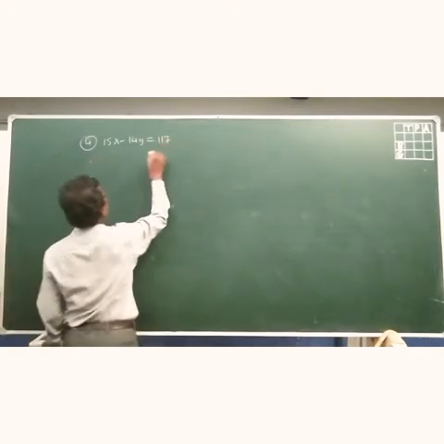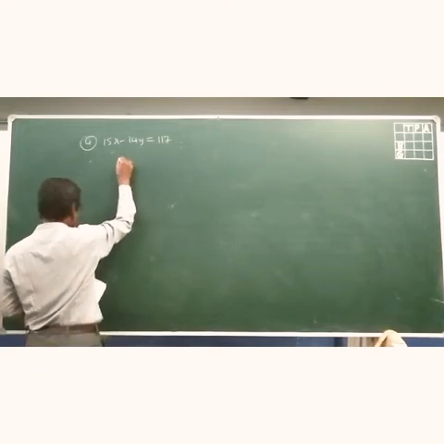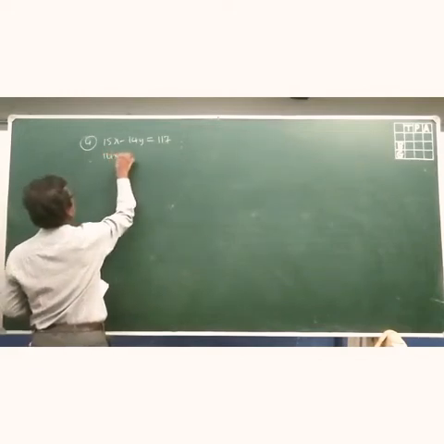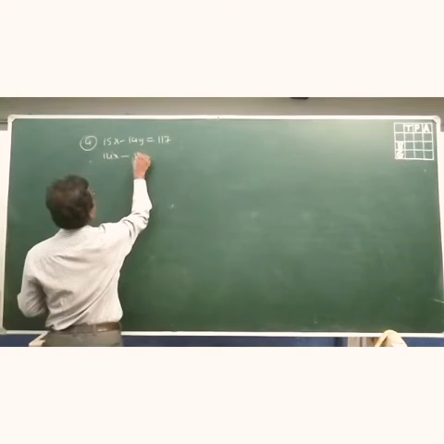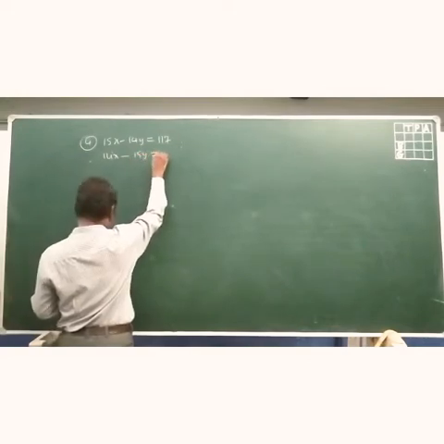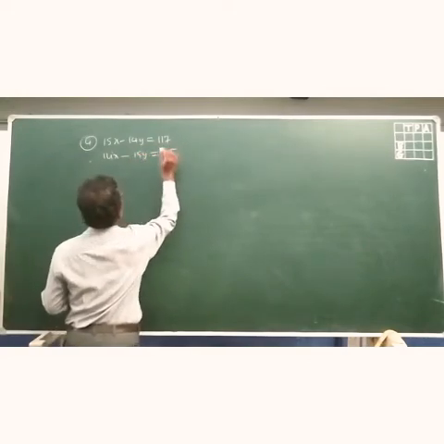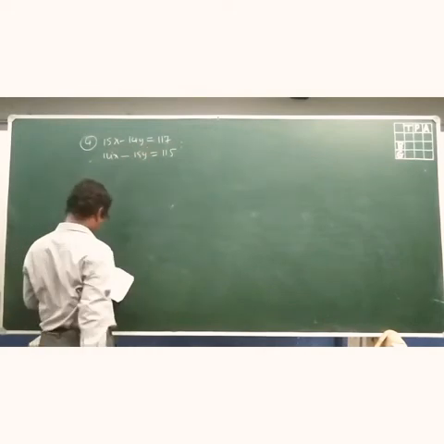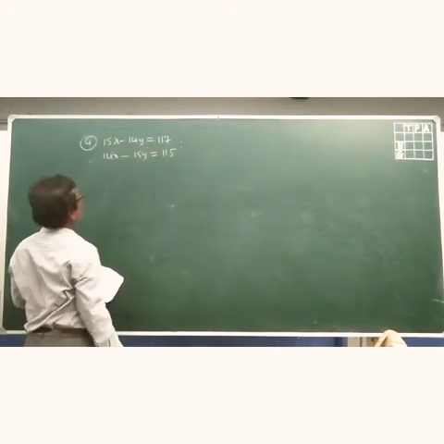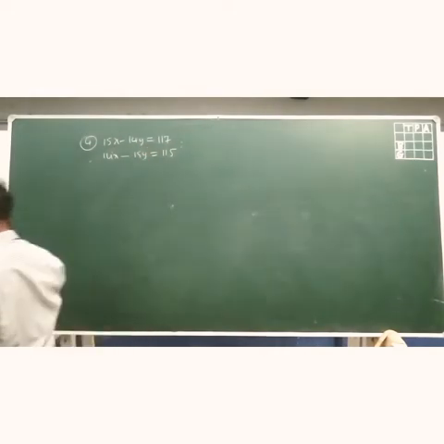And the second equation, 14x minus 15y is equal to 115. The first equation is 15x minus 14y is equal to 117.